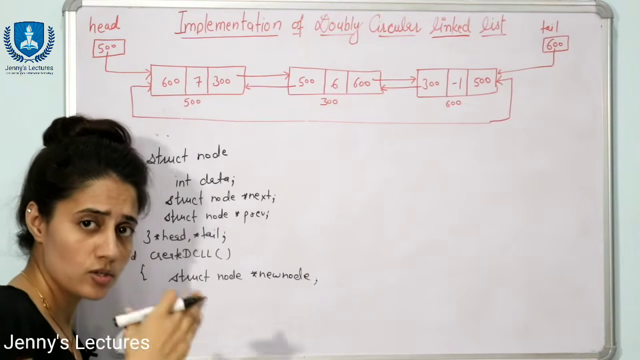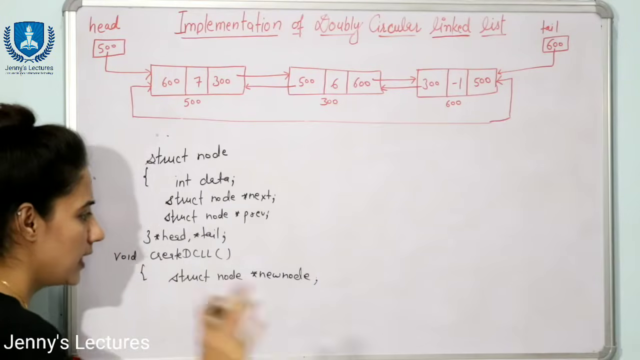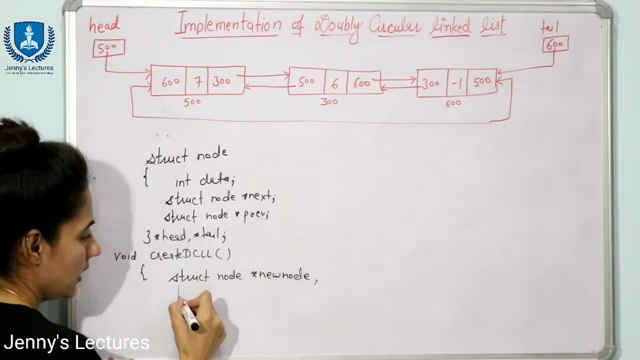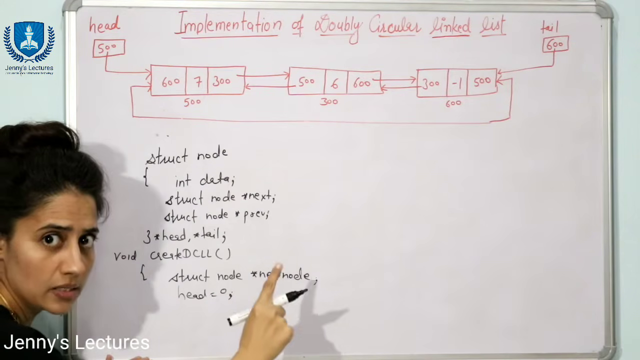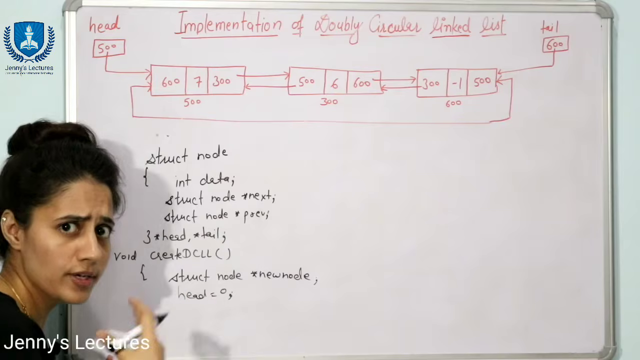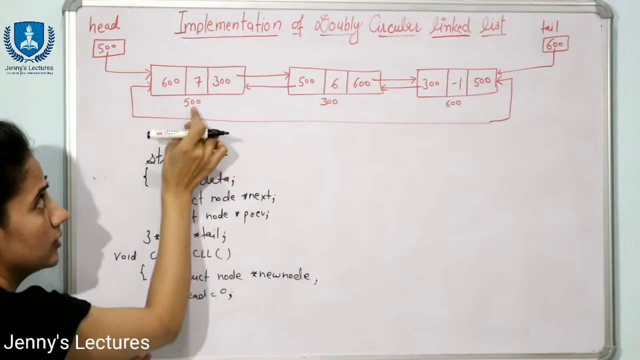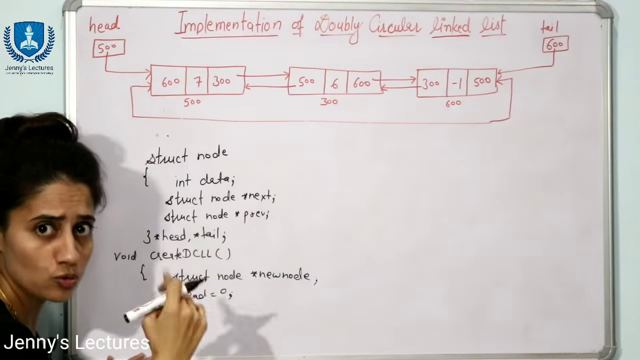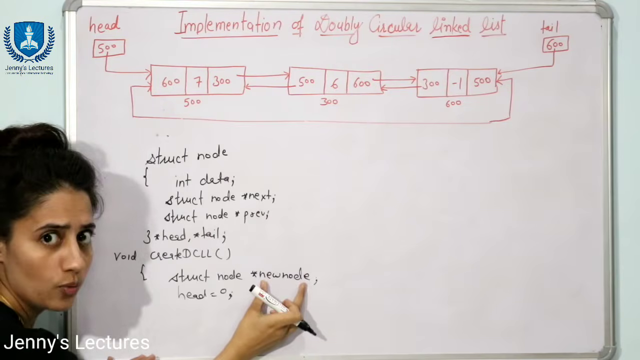I guess everybody knows how to write that syntax. We have discussed it many times, right? So at starting I write here head is equal to null. It means there is no list. We don't have any list, right? Now I am going to create a node, and the address of this node I am going to store in another pointer, that is a new node pointer. I have created a new node pointer.